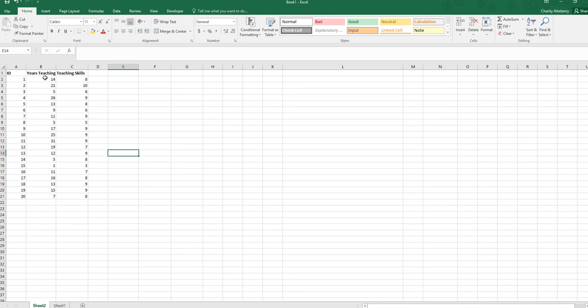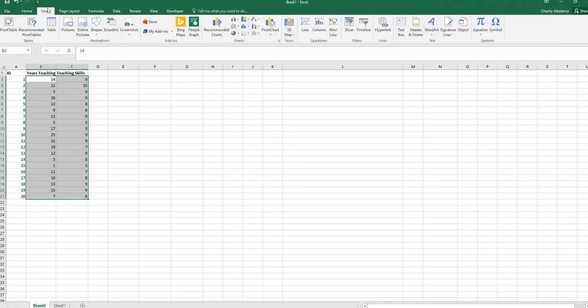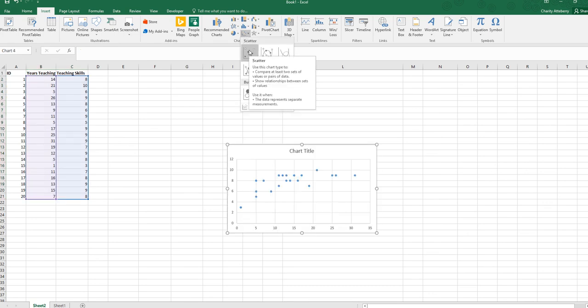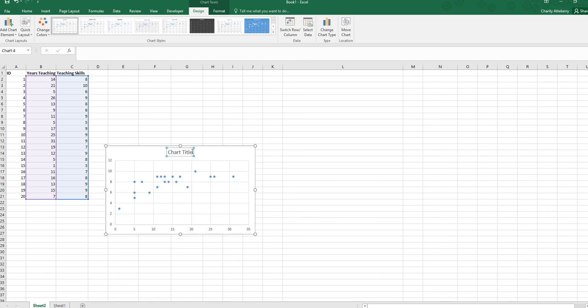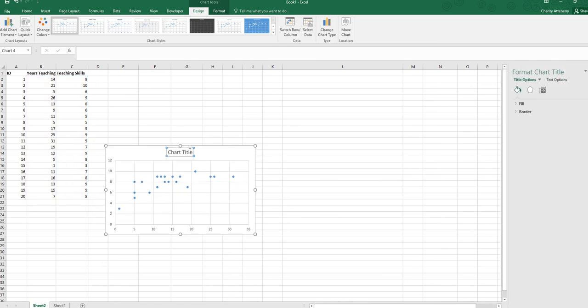Now I've been talking about it, so what I want to do is actually highlight this information, select my data, and go to Insert. Then if you go to the middle of your options up in this menu bar, you're going to see Scatter. I'm going to select a scattergram or scatter plot. I actually did not select my variable names, so I'm just going to name it: years teaching and teaching skills.